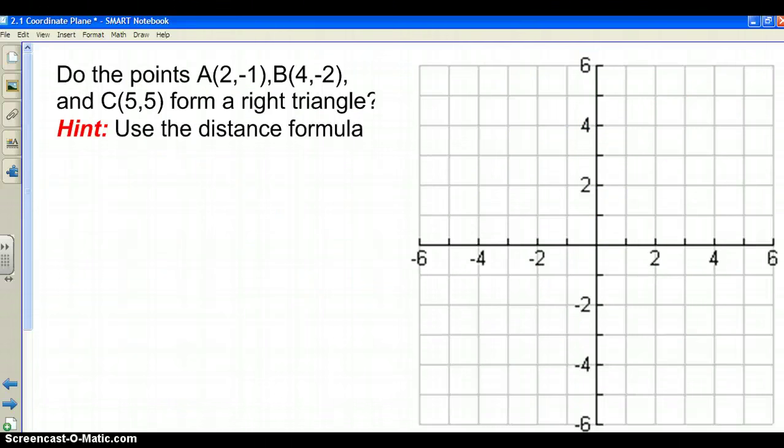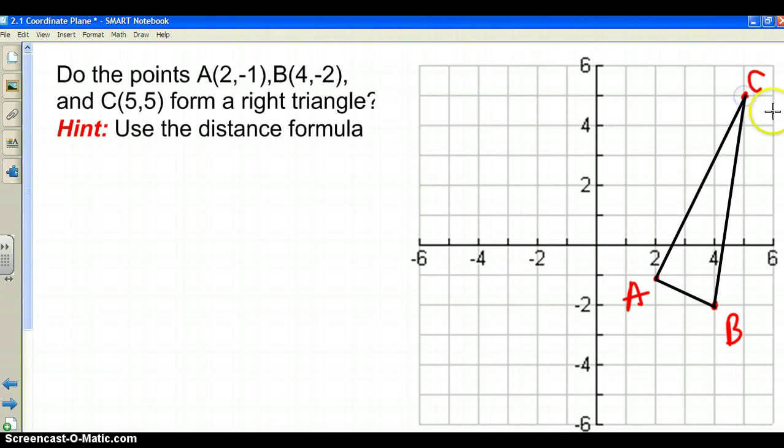So you got a question like this, and you have a point here, 2 comma negative 1. That's point A. 4, negative 2 is point B. And 5, 5 looks to be up here. That's point C. I'll try to draw that line a little straighter this time. So I'm going to connect these points and make a polygon of sorts here.